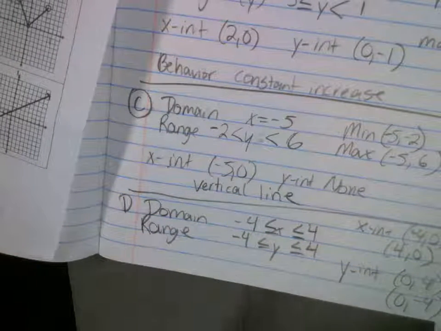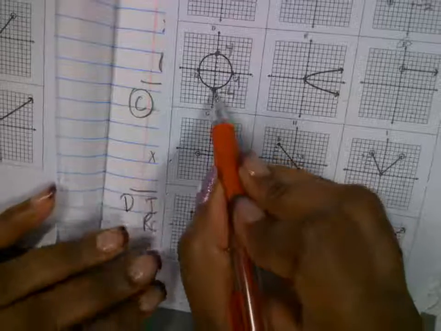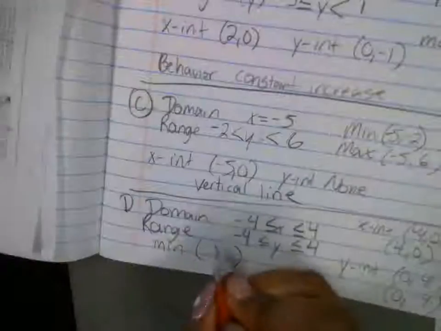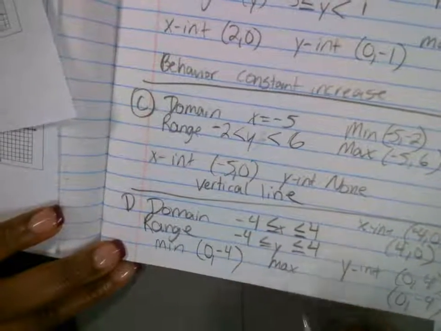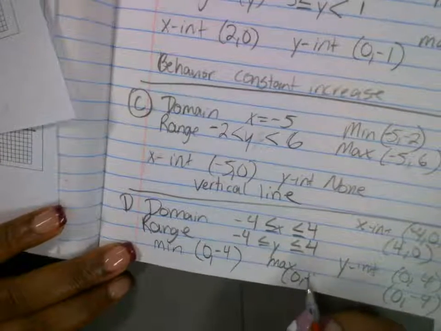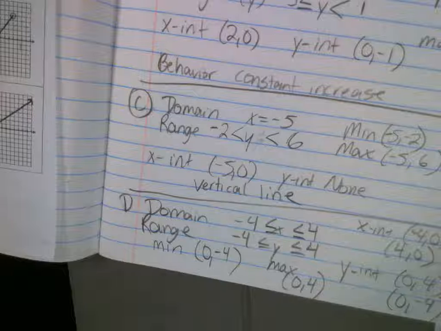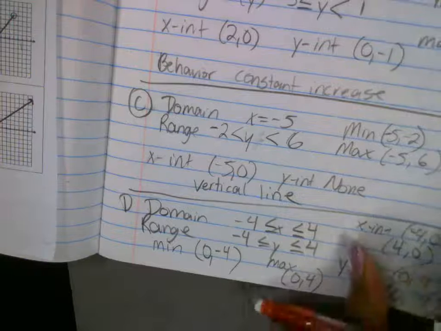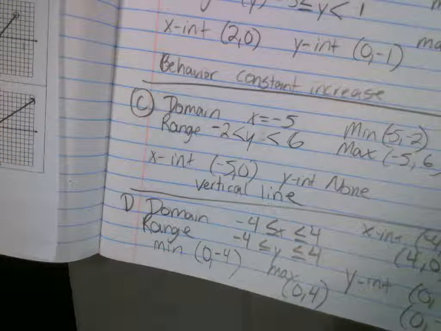All right. Minimum and maximum. Your minimum point is the lowest point. The lowest point is down here, which is 0, negative 4. And your highest point is 0, 4. Very good. Okay. Behavior, there's nothing to describe there. It's a circle. Any questions? No. All right.